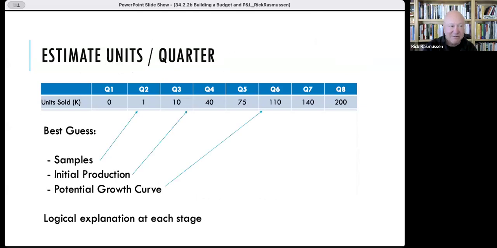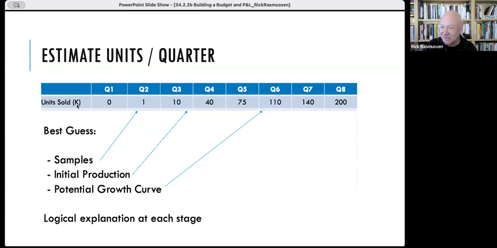Here's my stab. So I know when my samples, I know when my initial production is. I think that's how fast I can grow. So, and if somebody asks me, I have an explanation. I'll back that up with real information, but I think I'm going to grow to 200,000 units.